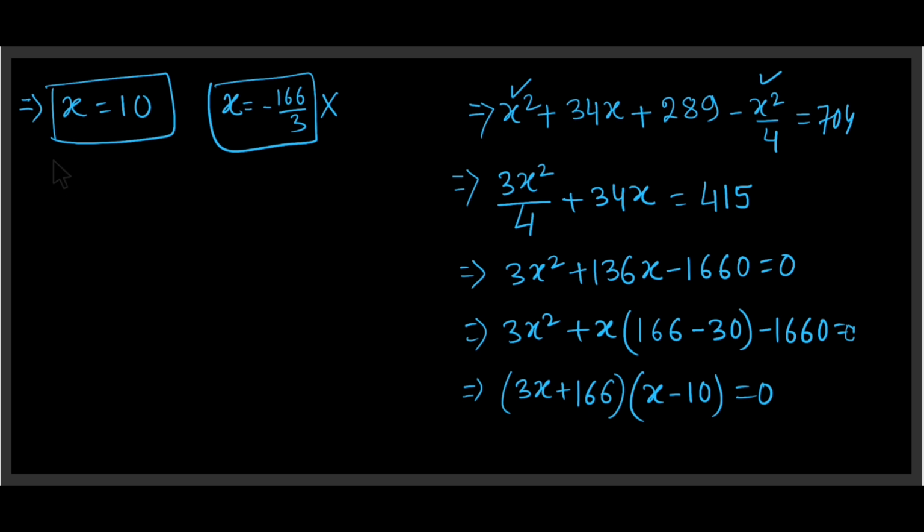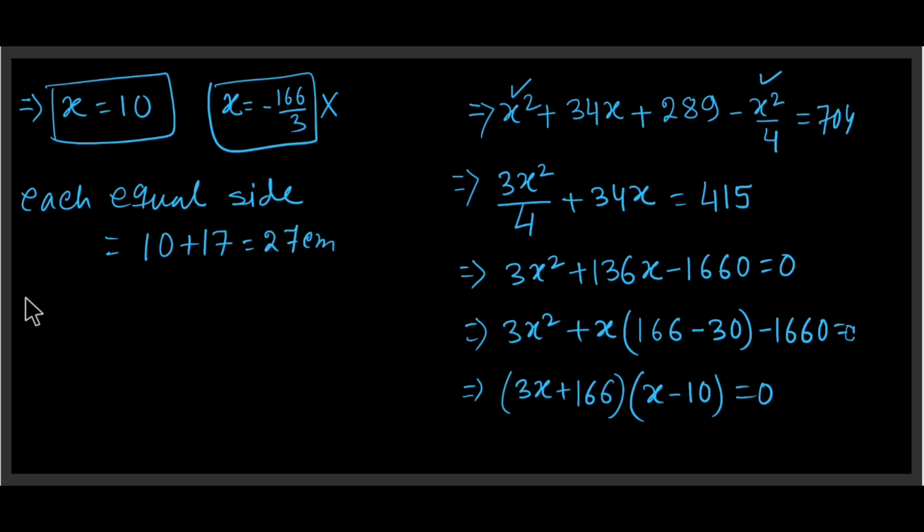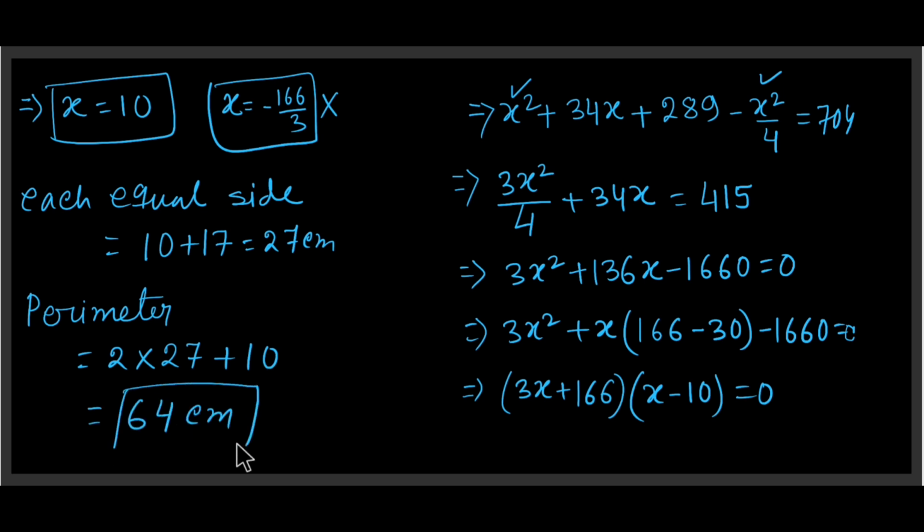So now we can find each equal side of the triangle, which is 10 plus 17 and must be 27 centimeter. So perimeter is 2 into each equal side plus base, and it is 64 centimeter, and which is our answer.